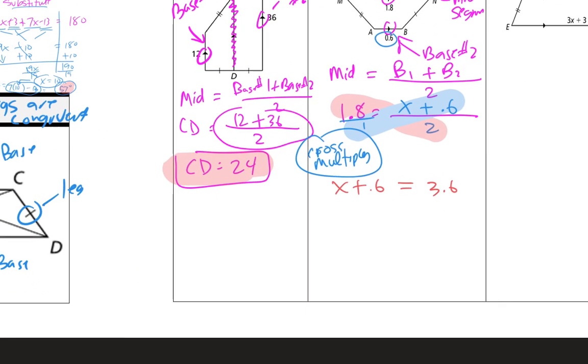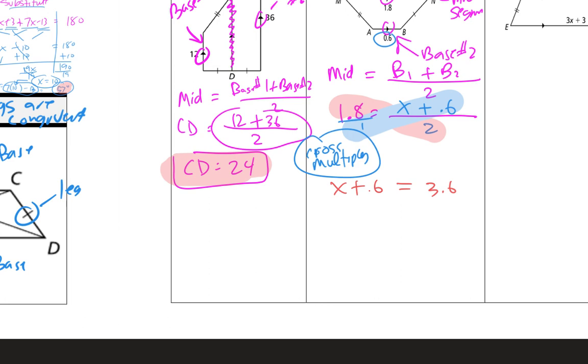Now that may look like it's quite easy to do. So if we do that, we're just going to subtract our 0.6 there.